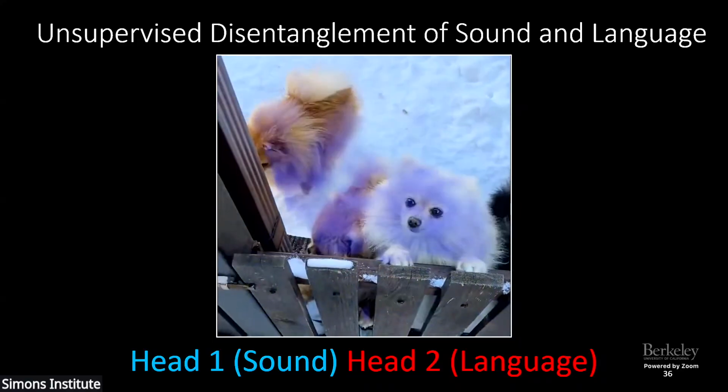And so you can see here when the puppies are barking, they're glowing blue with the sound head, but when they're referred to as puppies, they glow red with the language head. So this effect can be a little bit more non-trivial, it looks like that.